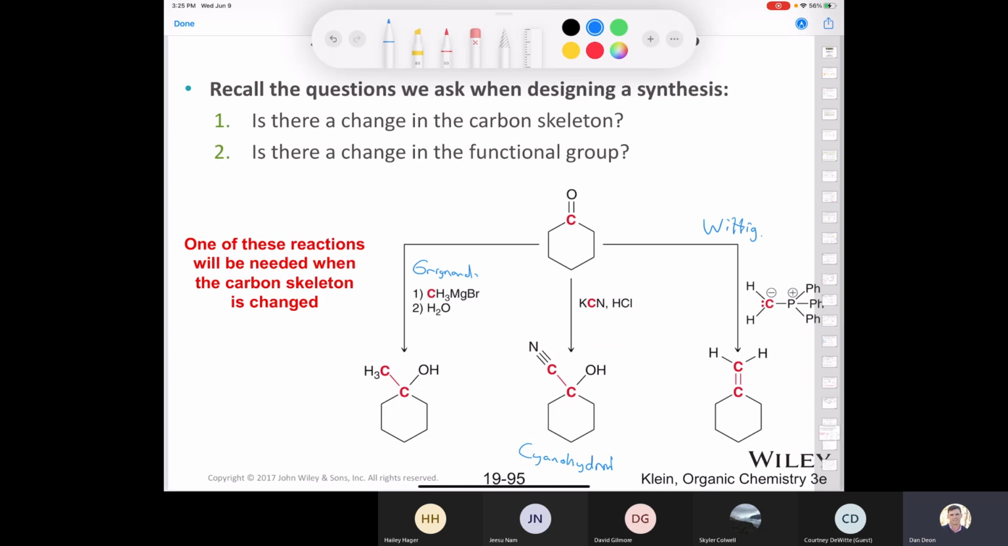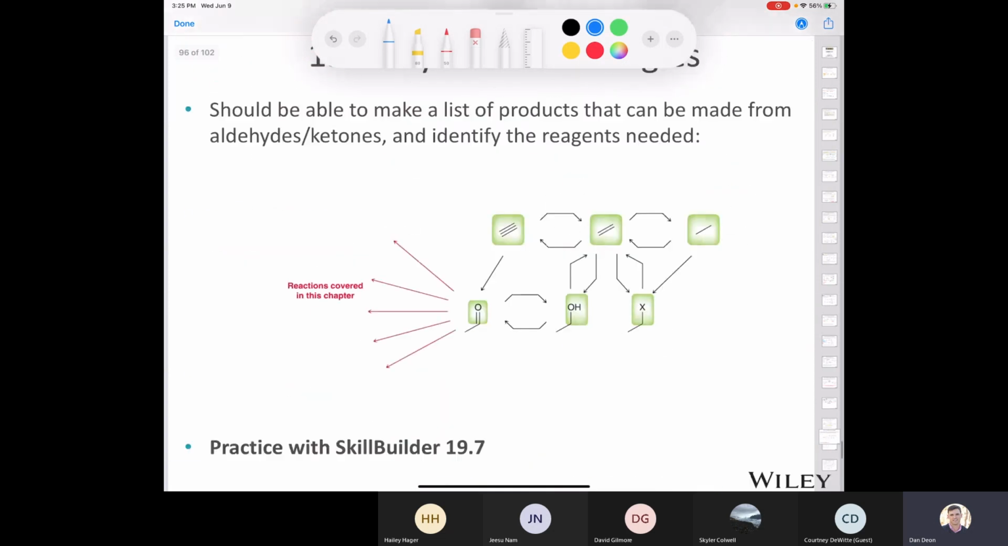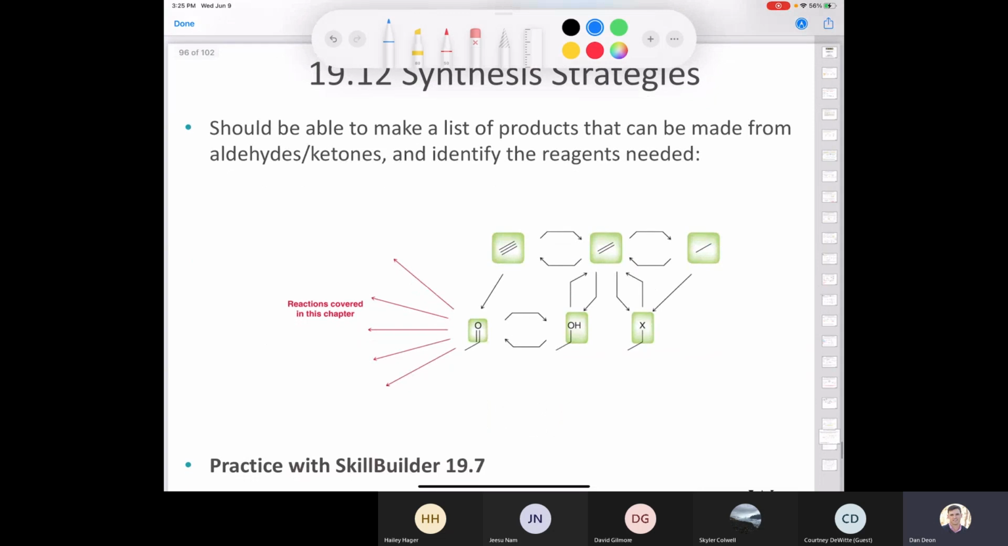And you can see that these carbons that are highlighted in red and the reagents are incorporated into the final compounds. What other kind of strategies can we think of? You should be able to pretty quickly come up with a list of products that can be made from aldehydes or ketones. So you should be able to come up with all the different reagents for all of these different transformations.